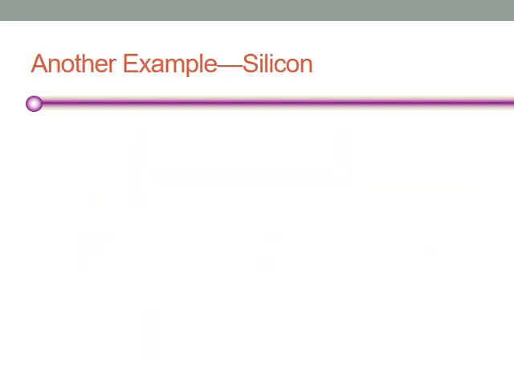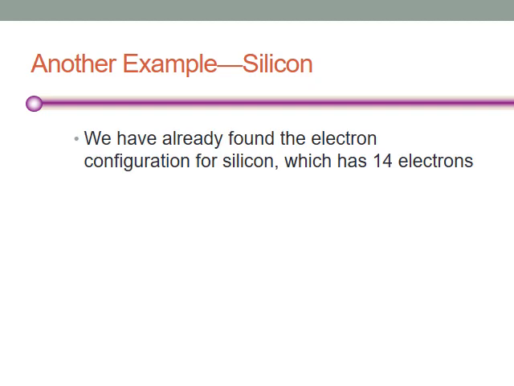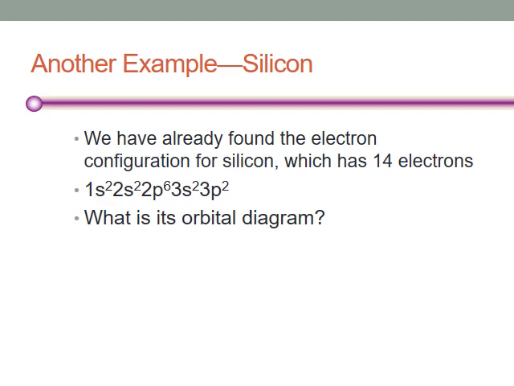Let's do another example, silicon. We found the electron configuration for silicon in the last lesson. We know that silicon has 14 electrons. Its electron configuration is 1s2, 2s2, 2p6, 3s2, and 3p2. Now what does this look like in an orbital diagram?